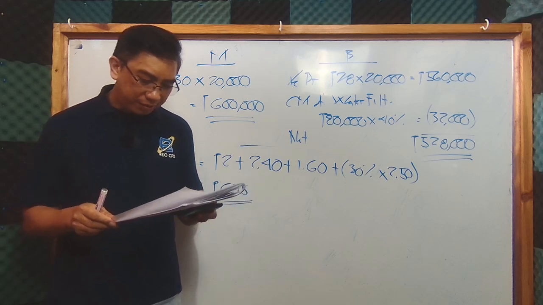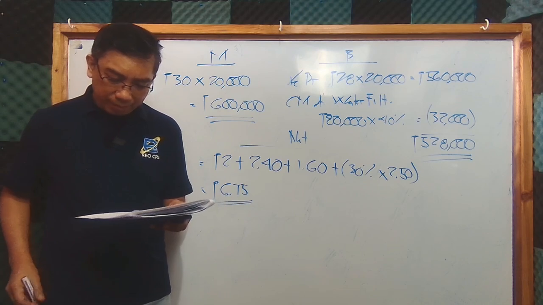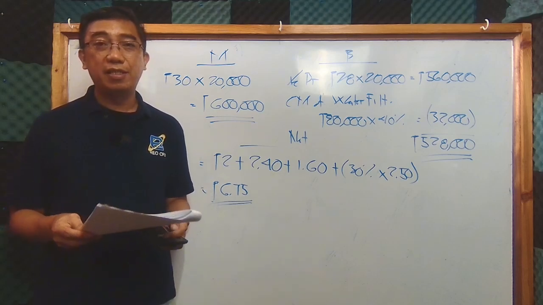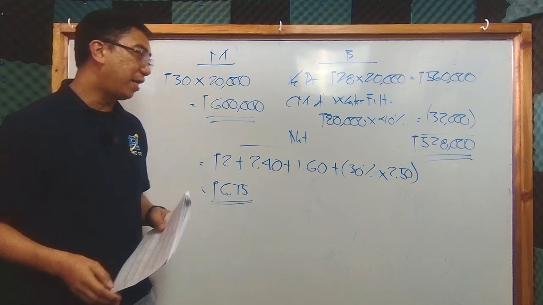So, what is number 42? What is the differential cost to the ABC company of purchasing the components from XYZ company? So, class, ano na naman to? This becomes a problem of make or buy analysis ulit. So, make versus buy na naman.